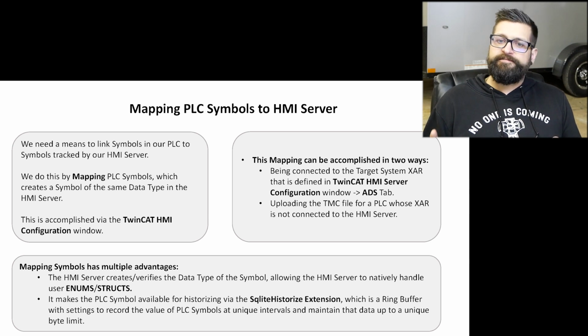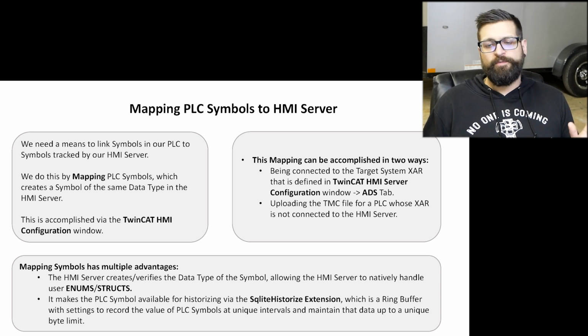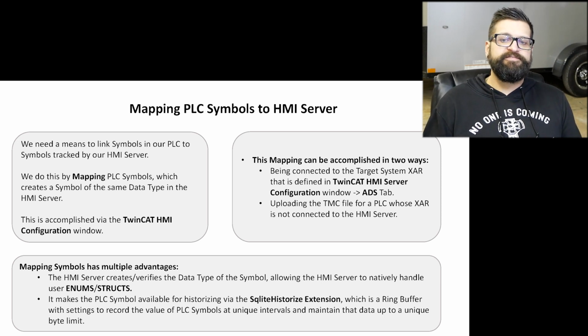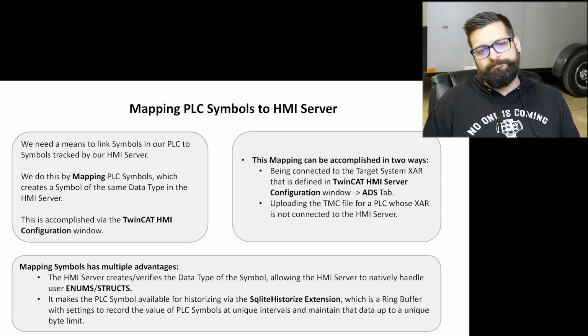The other way that you can do this, if you're not connected to your target system, like let's say that you're working on a workbench and you don't have a PLC, for whatever reason, you can upload a TMC file from the PLC. So you can have all of those symbols defined in a PLC or a previous project, and you just want to duplicate that project. You can bring that TMC file in, upload it, and now all those symbols will be available to be linked to the HMI server.